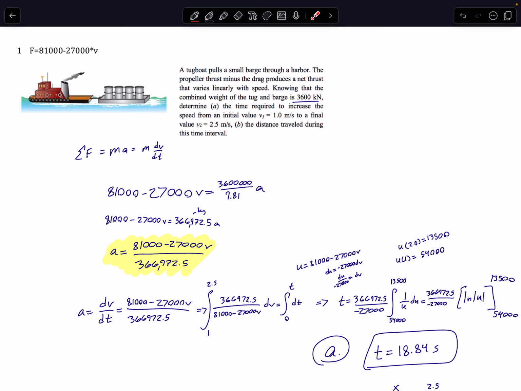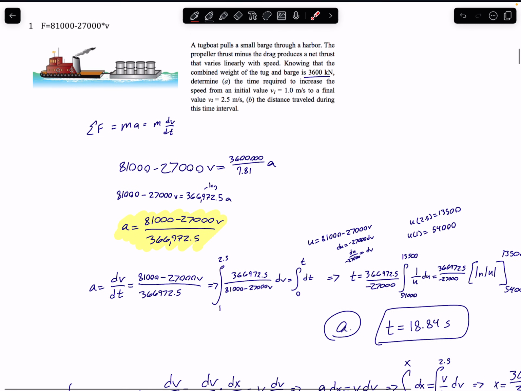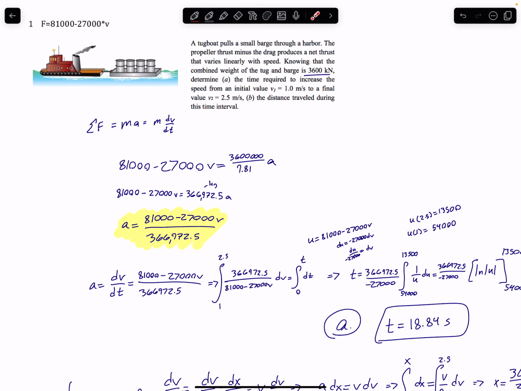We need to determine the time required to increase the speed from 1 meter per second to our final value of 2.5 meters per second, and then the distance traveled during that time. So we have F equals ma, and we know that the acceleration is equal to dv over dt, so change in velocity over the change in time.